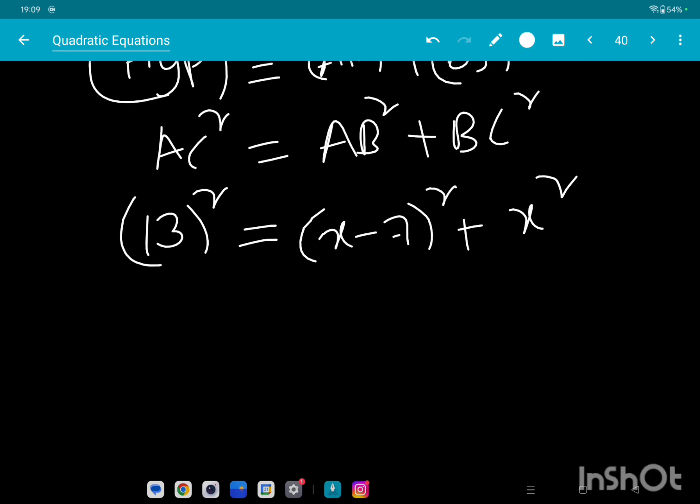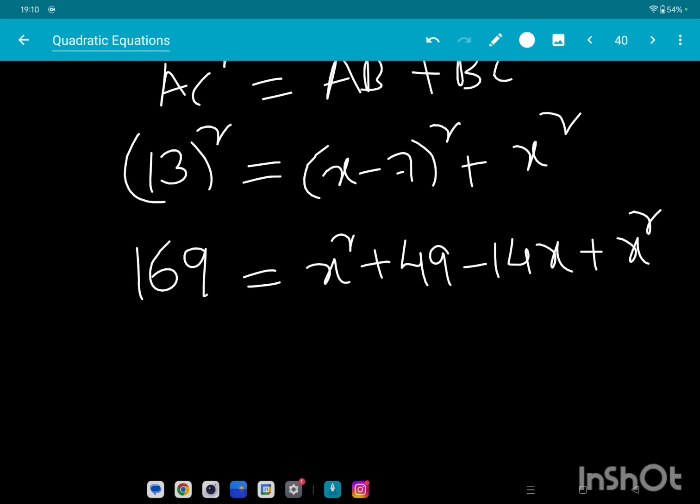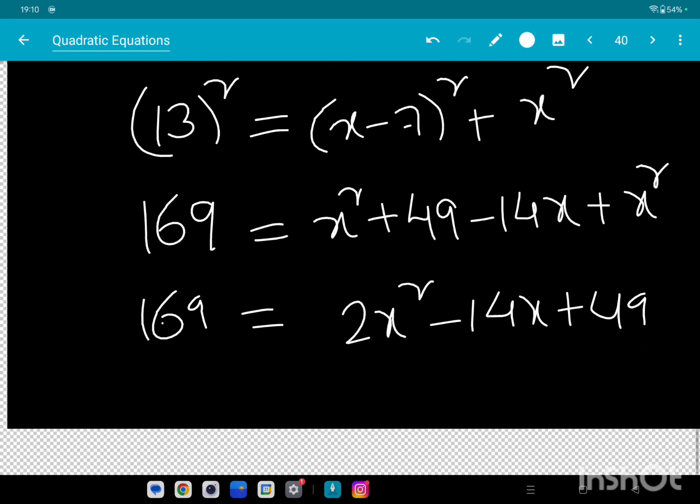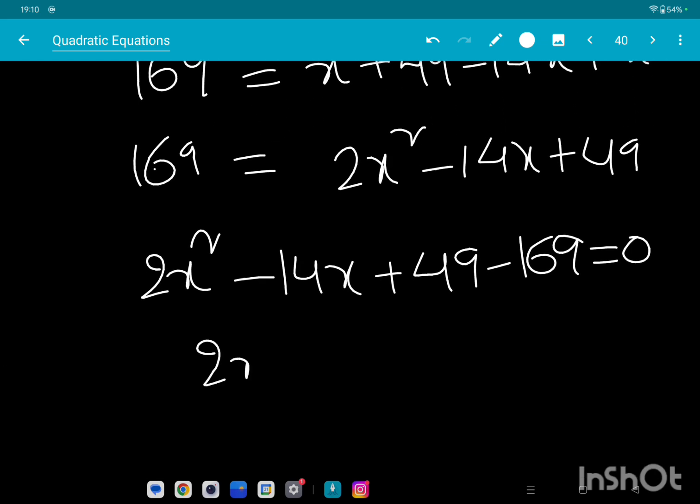Now we need to solve. 13 into 13, it is 169, is equal to x minus 7 whole square, a square plus b square minus 2ab. So x square plus 7 sevens are 49 minus 14x plus x square. Now if I solve this, 2x square minus 14x plus 49, and this 169 will come to this side. It will become minus 169 is equal to 0. So 2x square minus 14x minus what will be the remaining number here? 120 is equal to 0.